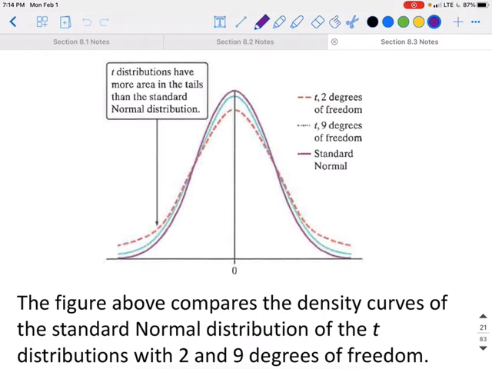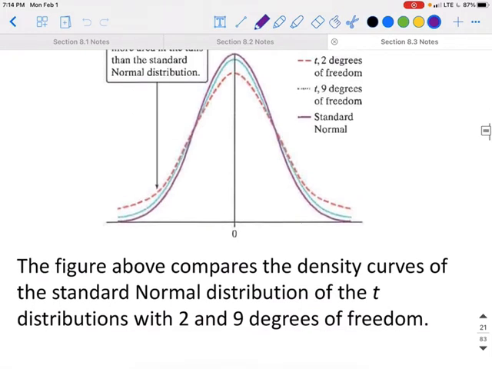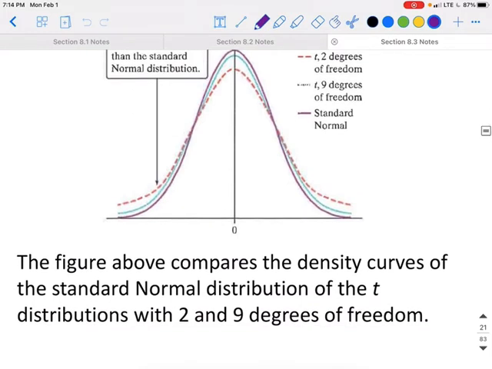So in this picture, we're going to have different degrees of freedom. Your standard normal curve is the one that's in purple. The red one is if we have degrees of freedom of 2, which means our sample size is only 3. And then the other line is if we have degrees of freedom of 9, which means your sample size is 10. As you can see, as the sample size gets larger, it becomes more and more normal. The figure above compares the density curve of the standard normal curve to distributions with degrees of freedom of 2 and 9.